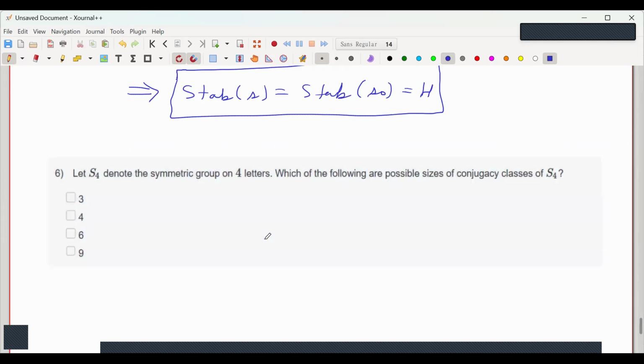Let S4 denote the symmetric group on four letters. Which of the following are possible sizes of conjugacy classes of S4?